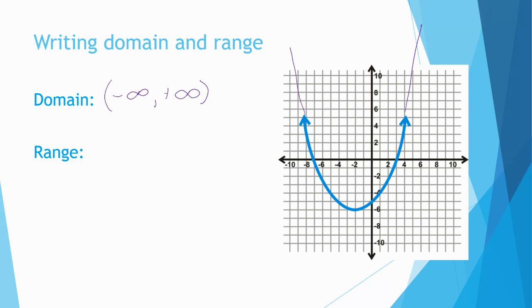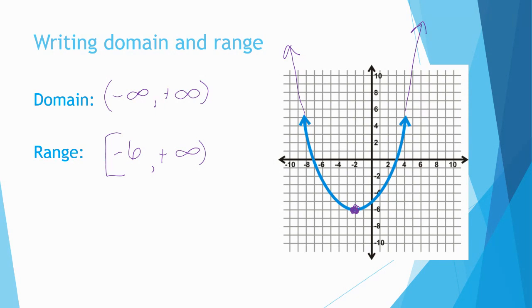The range is a little different. I know this graph is going to keep going up forever. So I know that I'm going to go up to positive infinity. But am I going down to negative infinity? No. The graph bottoms out here at -6. So -6 is the lowest point on the graph. And because it exists there, I'm going to use a bracket. So in this case, my range is everything from -6 up. So -6 up to positive infinity is going to be my range.